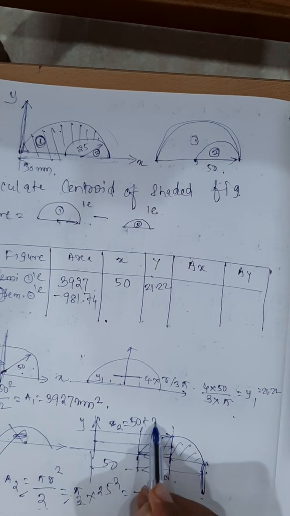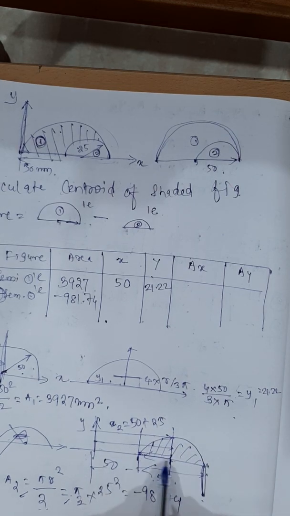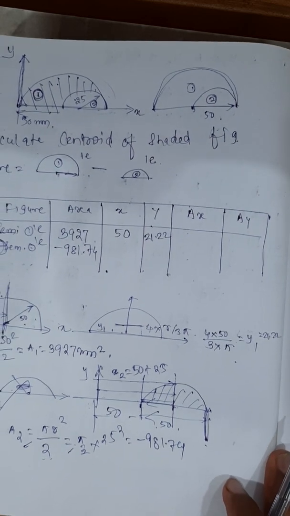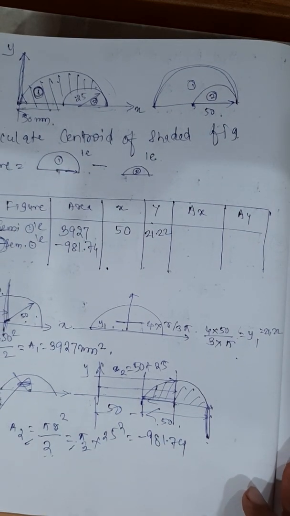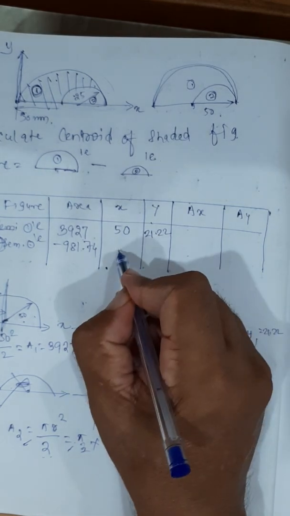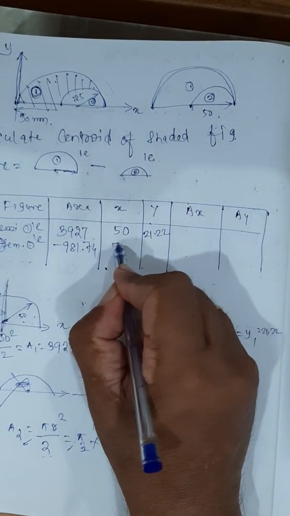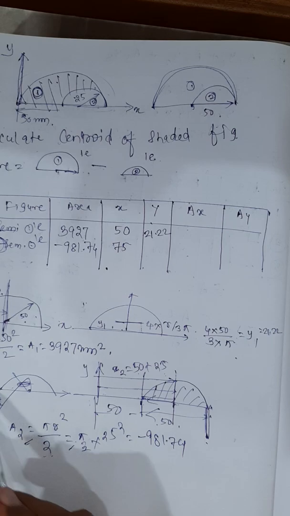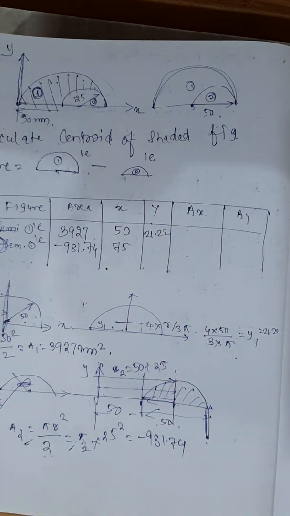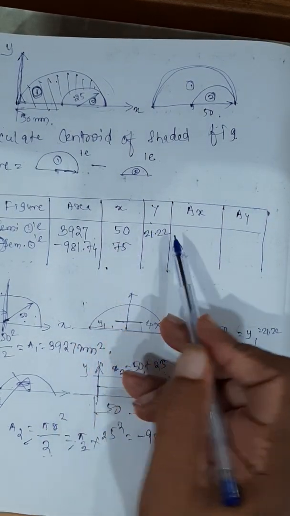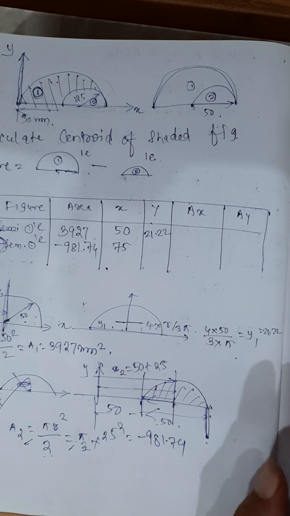Any doubt in understanding this one? Yes, 50 plus 25. You need to keep the figure in proper position to get the required answer. That care is to be taken, right? 50 plus 25 is x2, so x2 is equal to 75. You don't worry about the sign of x and y. Sign of x and y is dependent on which quadrant that particular figure is lying in. If you are taking it out, only the area will become negative. The rest all will remain as it is. That care is to be taken.